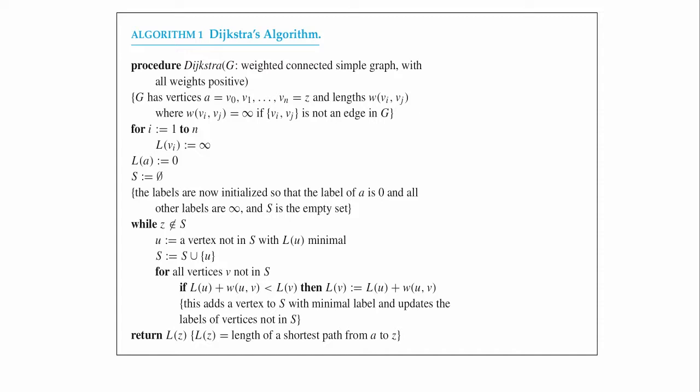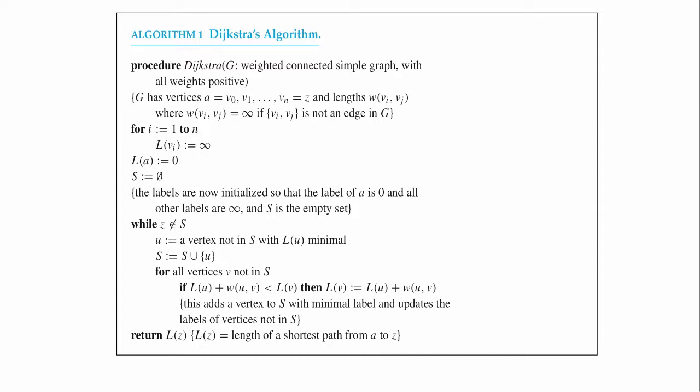Once u is added to Sk, we update the labels of all vertices not in Sk, so that Lk(v), the label of the vertex v at the kth stage, is the length of a shortest path from A to v that contains vertices only in Sk, that is, vertices that were already in the distinguished set together with u. Where w(u, v) is the length of the edge with u and v as endpoints.